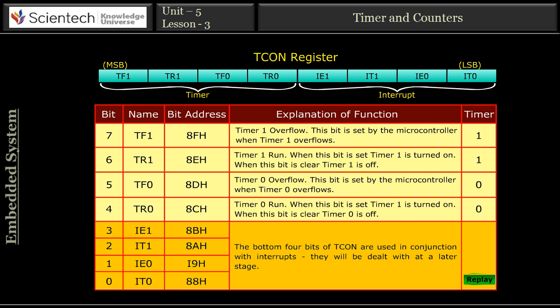The next 4 pins are pin 3 to pin 0, which are used for interrupts. A detailed description of these 4 pins is in the next lecture.